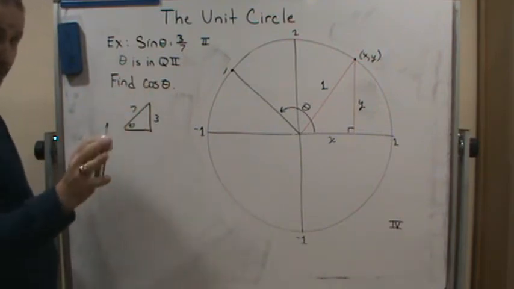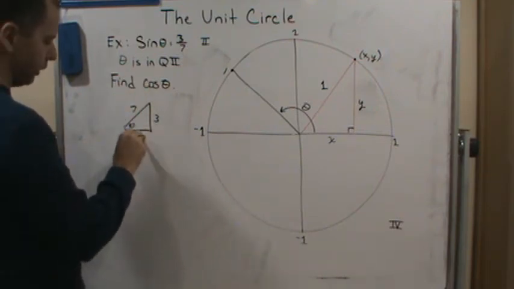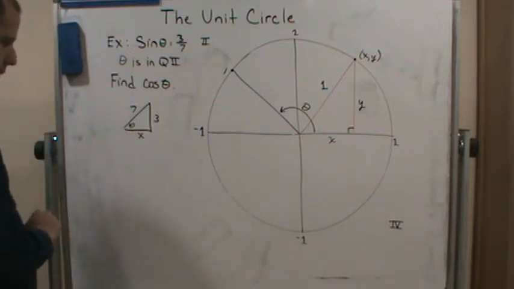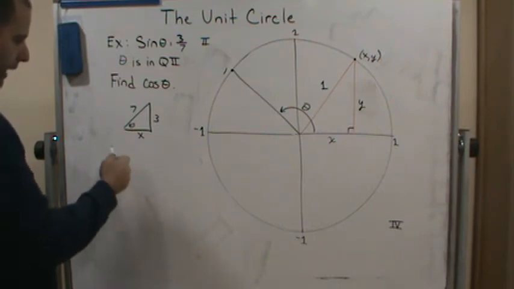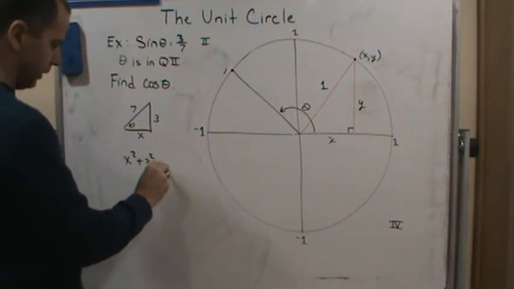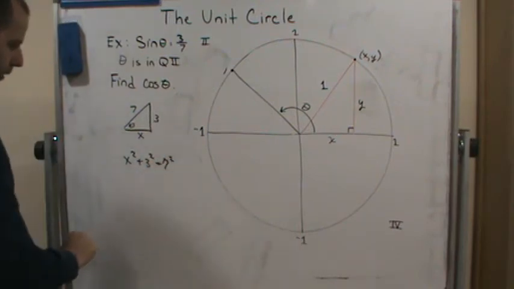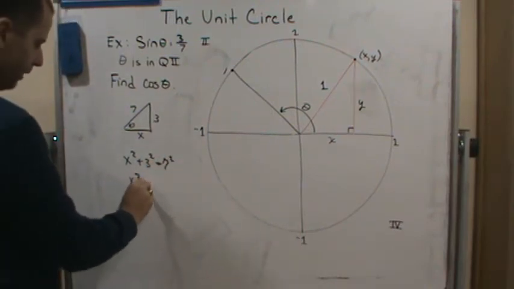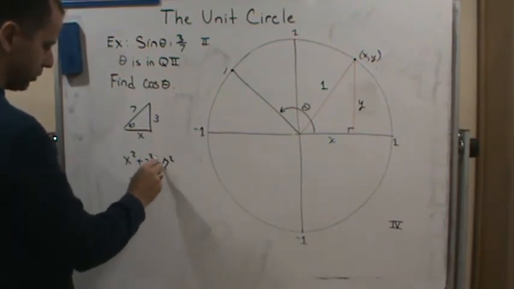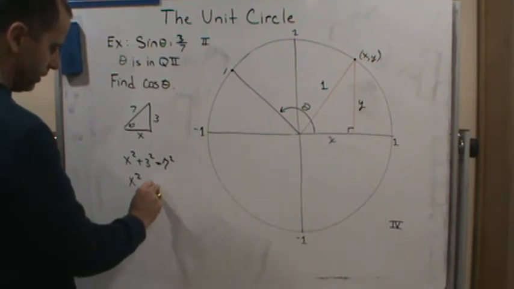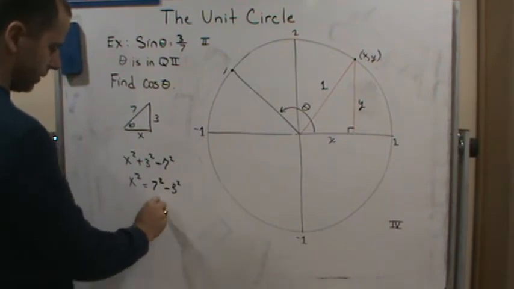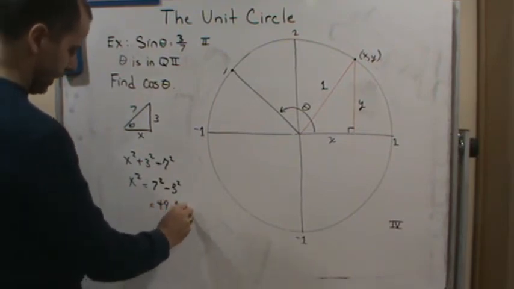Not the Pythagorean identity, but the Pythagorean theorem to say, okay, well, I'm looking for what? This, right? Well, if I use the Pythagorean theorem, I know that what? x squared plus 3 squared equals 7 squared. And so that means x squared equals what? If I subtract 3 squared from both sides, I get 7 squared minus 3 squared, which is going to be what? That's going to be 49 minus 9, which equals 40.